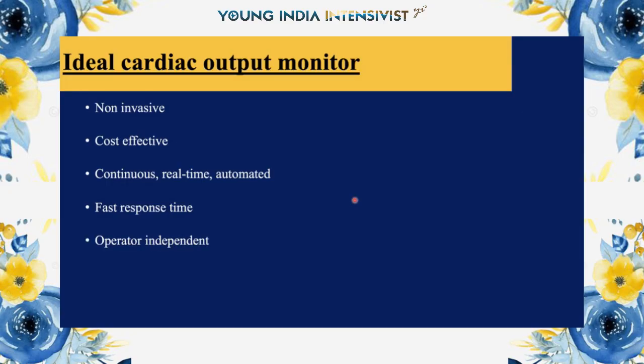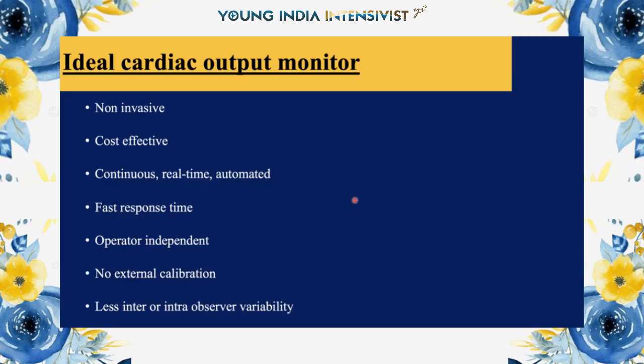It should also be operator independent. Whether you are in the ICU or not, if you are on call, you call up your nurse and ask her to give 100 ml fluid bolus, and you ask her the number before and after giving the fluid bolus. If you are able to appreciate a change in number, and decide whether you have to give more fluids or start the patient on inotrope, that is the ideal cardiac output monitor. It should be operator independent, there should not be any need for external calibration, and there should be less inter- or intra-observer variability.